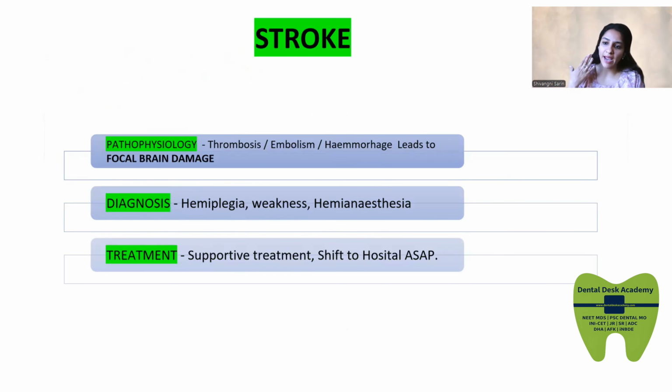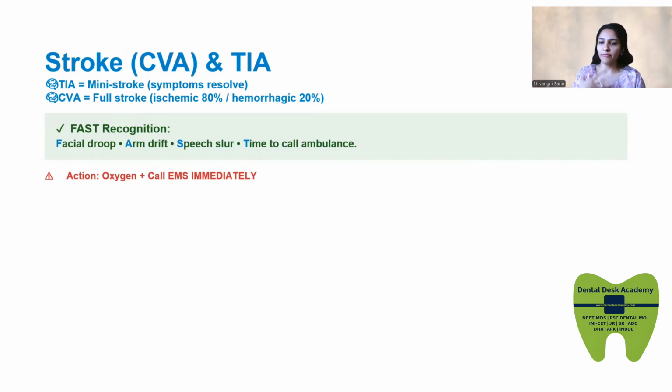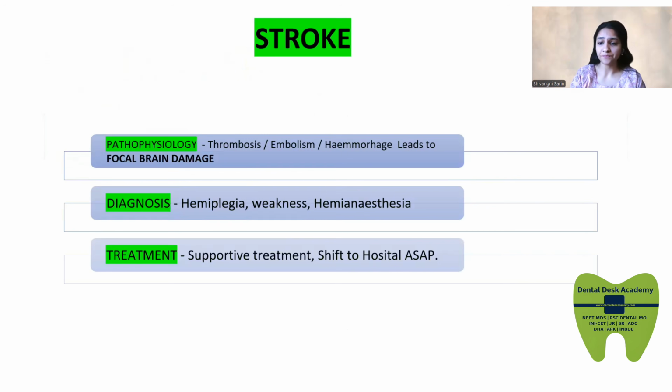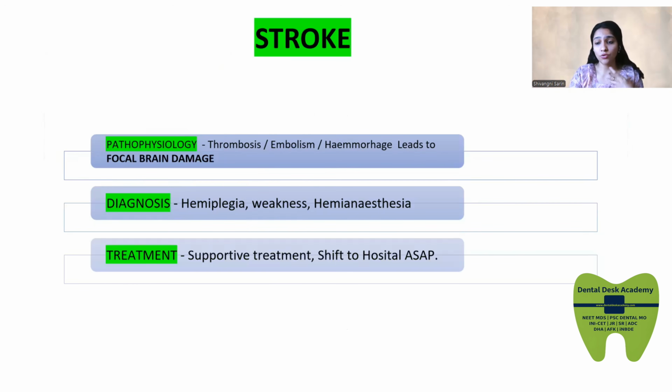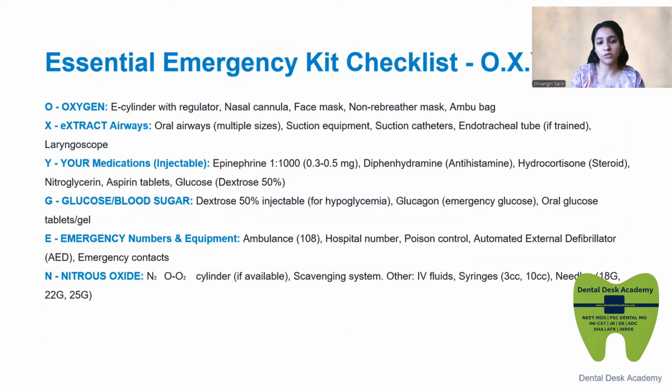Due to this, the patient may have hemiplegia, weakness, hemianesthesia. There'll be a facial droop, there'll be an arm drift. Now, the symptoms will be according to the part of the brain which is damaged. There might be speech slurring. So, you just need to call an ambulance as soon as possible. You can give supportive treatment, you can give oxygen, but you need to activate the emergency services immediately. You need to shift the patient to a hospital as soon as possible. Okay, so now just a basic emergency kit which we need to have.